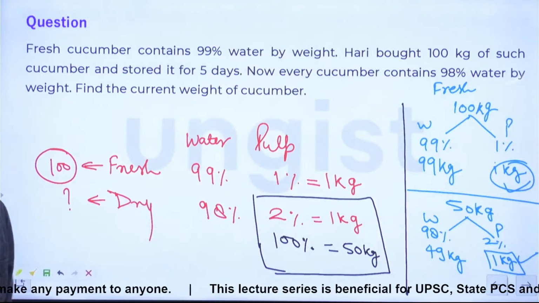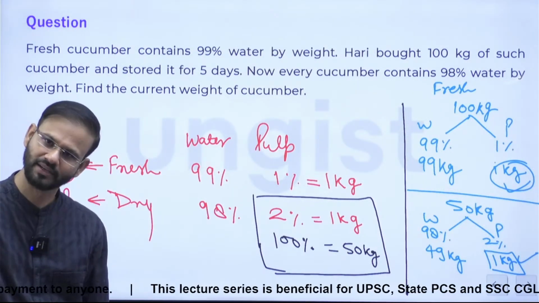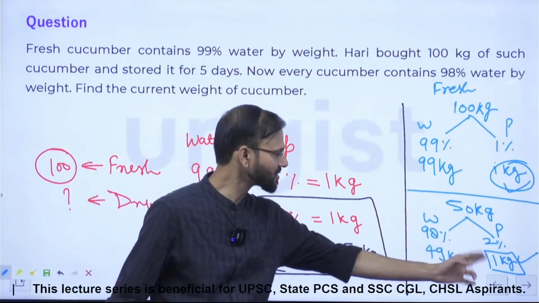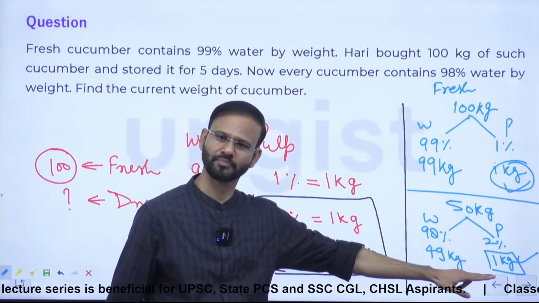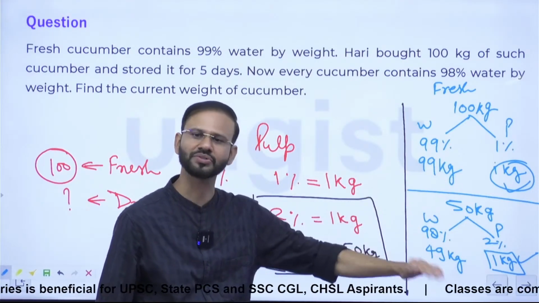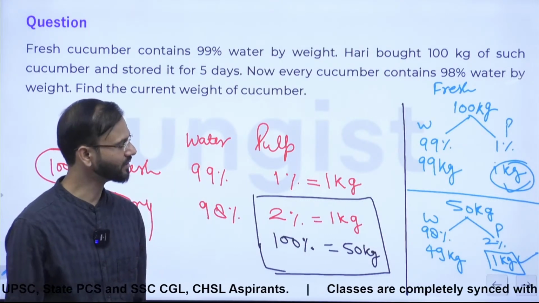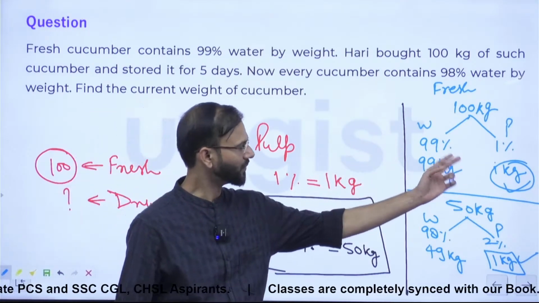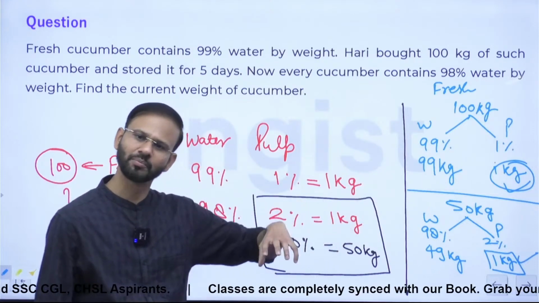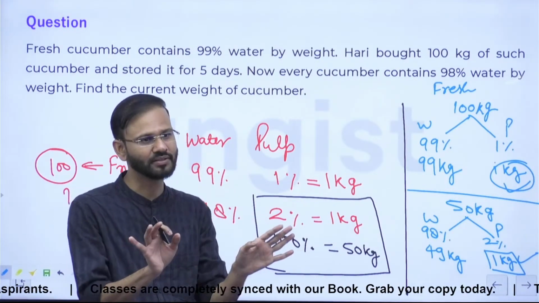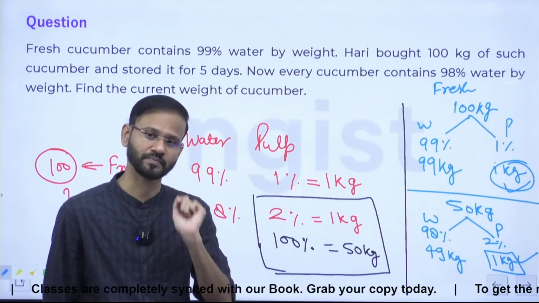Just look at this, guys. Is it clear, everyone? Here the percentage concentration of pulp is changed because the total quantity is reduced. Getting it, everyone? But the weight of pulp will remain same. The concentration will be changed, that is fine, but weight will be same.